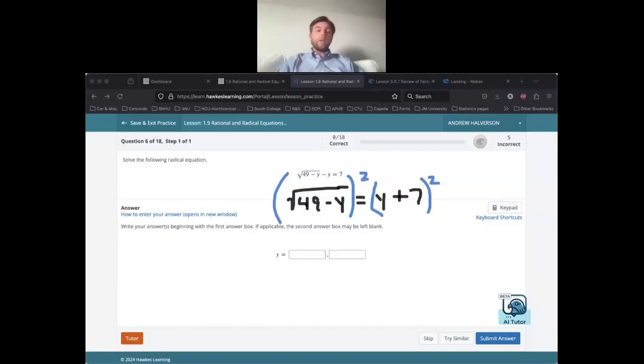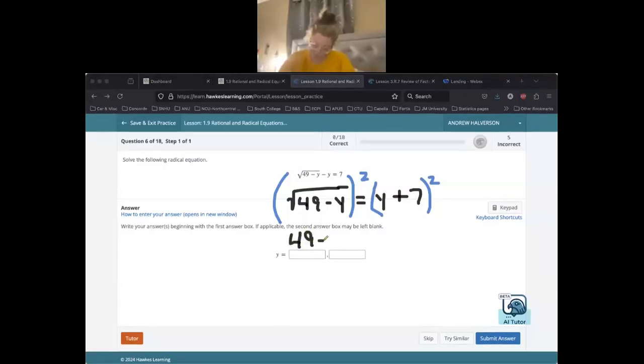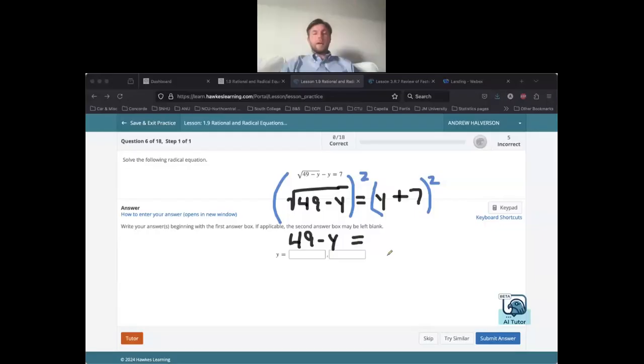So when I do the square on the left side, what does it become? It's just 49 minus y. Right. The exponent of 2 cancels with the square root symbol. What about the right side? Y plus 7 to the second power. It's not y squared plus 49, so you got to FOIL.